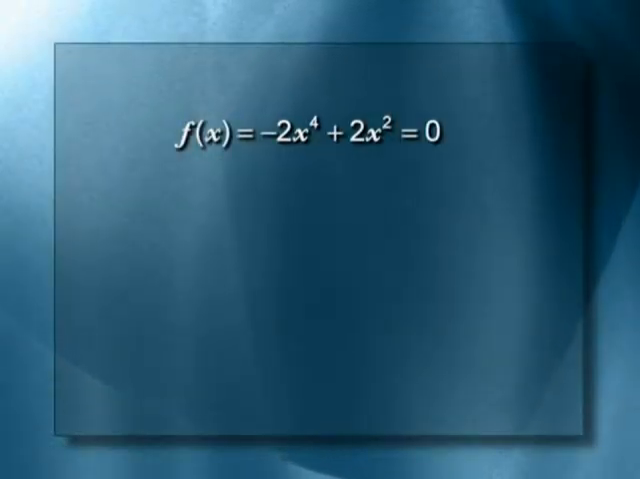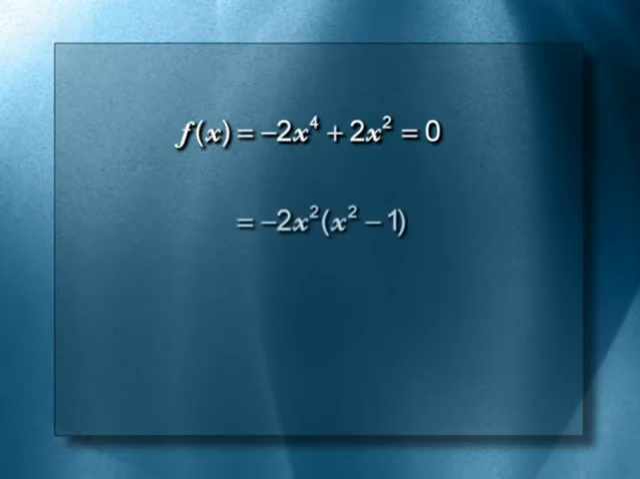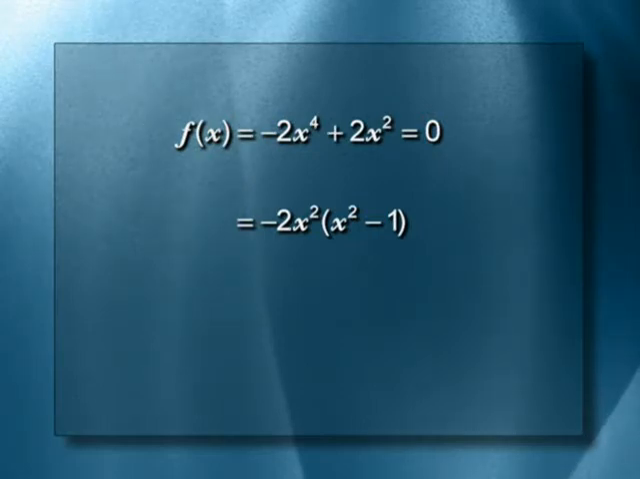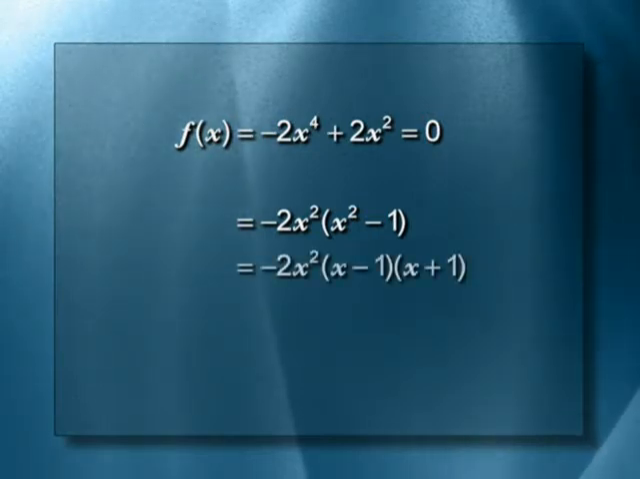Okay, let's do some more examples. Let's talk about a fourth degree polynomial and talk about its root structure or its structure of zeros. How about the polynomial minus 2x to the fourth plus 2x squared? Let's find its zeros. Well, we factor it, and let's factor out the term minus 2x squared, and then we're left with the quantity x squared minus 1. And then we can factor x squared minus 1 into x minus 1 times x plus 1.